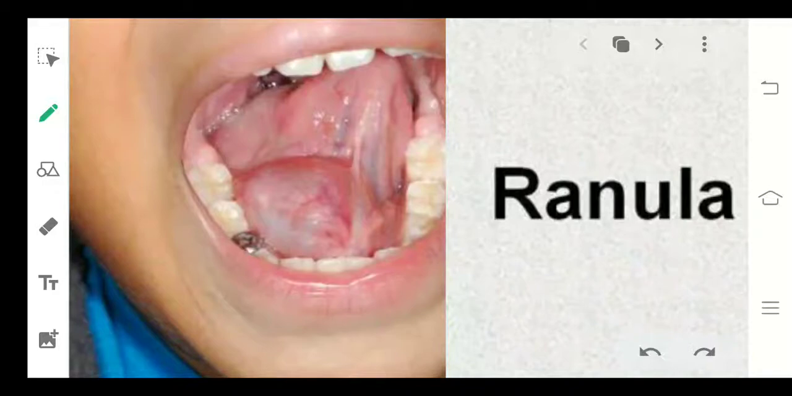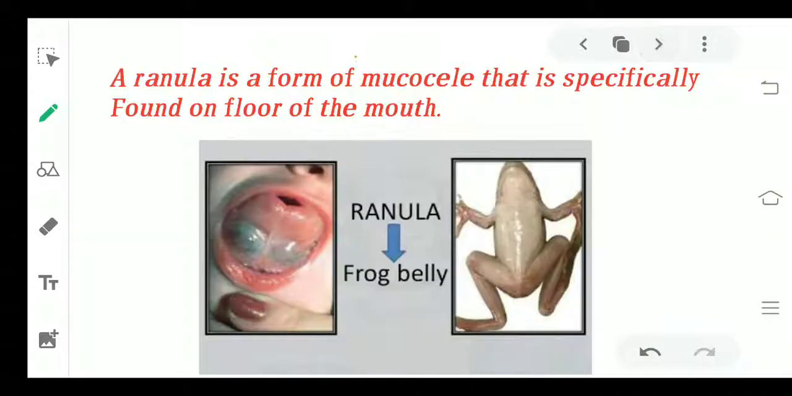The topic for today is ranula. We have already discussed mucocele, and ranula is very much similar to mucocele. Instead, you can say that ranula is a form of mucocele. It is a type of mucocele only, but a very specific thing here is that it is found only on the floor of the mouth.